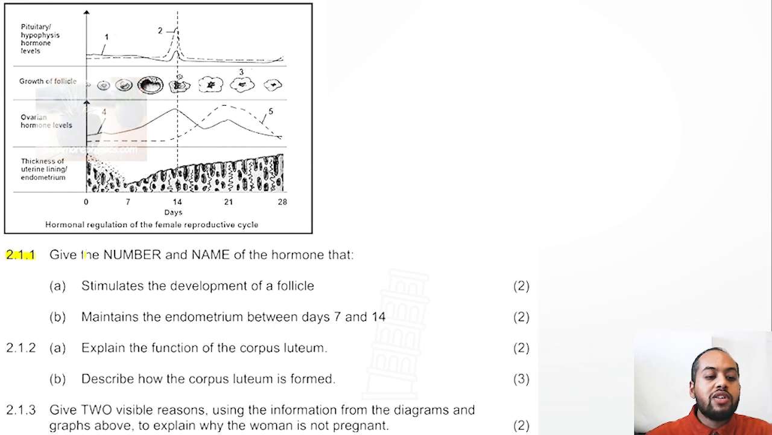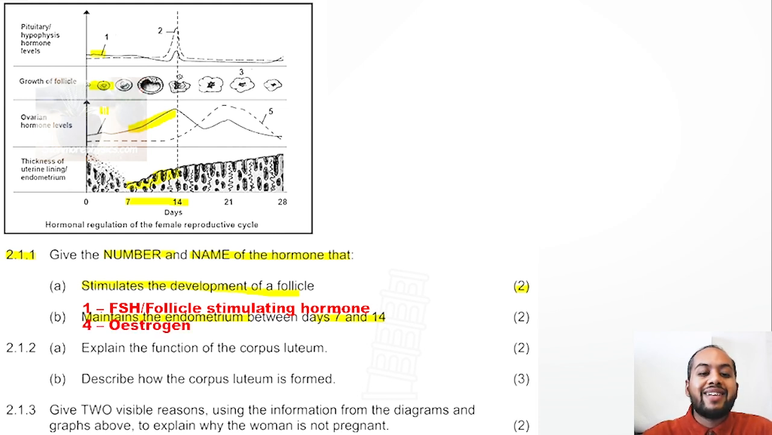Question 2.1.1 says give the number and name of the hormone that stimulates the development of the follicle for 2 marks. The number and name of the hormone that stimulates the development of this follicle here is going to be number 1. Number 1 is referring to follicle stimulating hormone. B says maintains the endometrium between day 7 and 14. What is maintaining the endometrium here? These levels, which is what number? Number 4, and it's going to be the hormone estrogen.